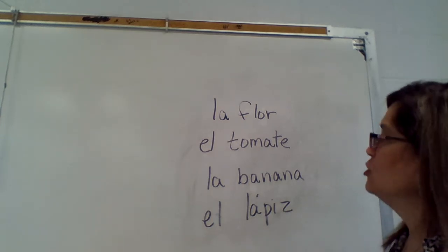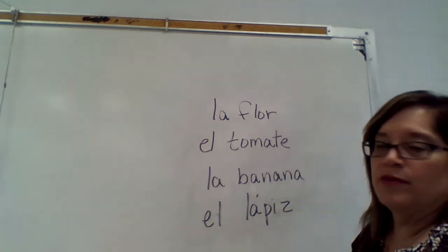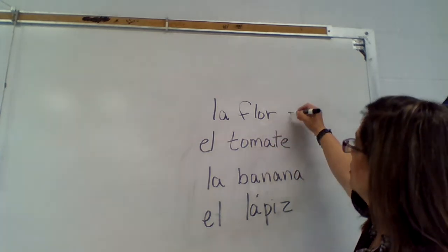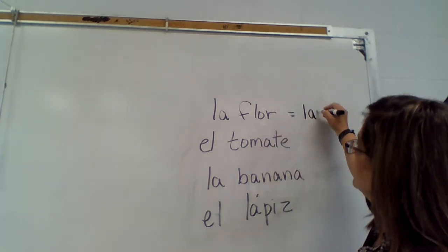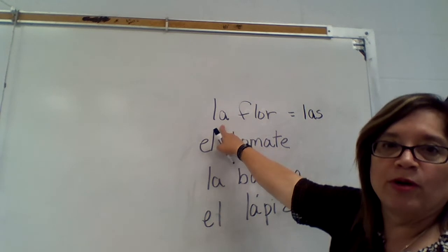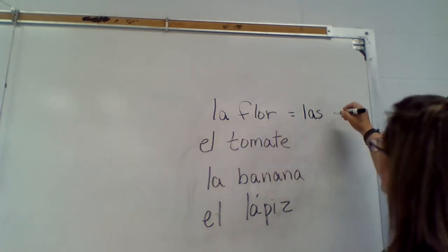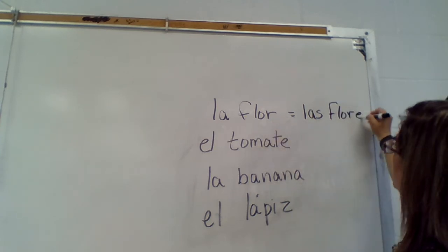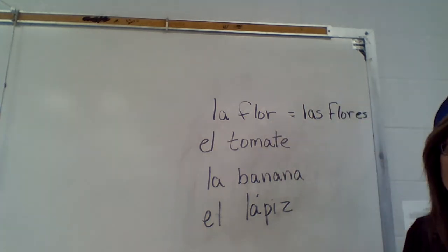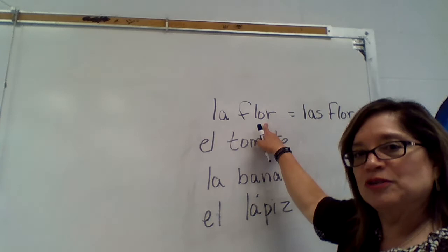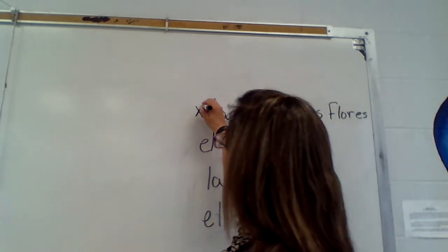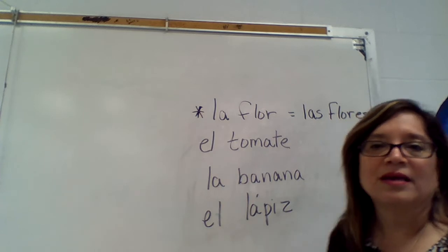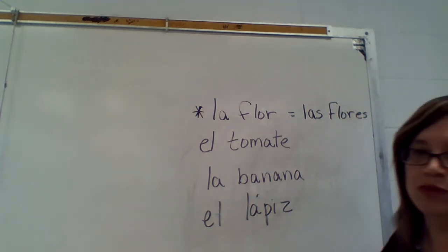Okay, now let's change this and make it plural. Very easy. It ends with a consonant. So what I do, I will put las, because that's the plural form of la. And then to make it plural, because it ends with a consonant, I add es: las flores. Now, if you notice, this is an exception to the rule, isn't it? It ends with an R, it should be masculine, but look, it's feminine. So it's one of those exceptions to the rule.